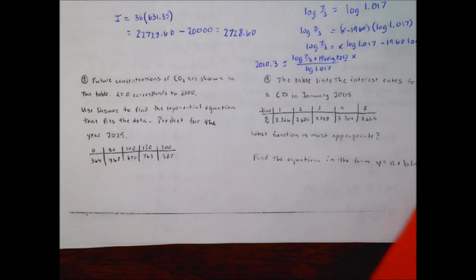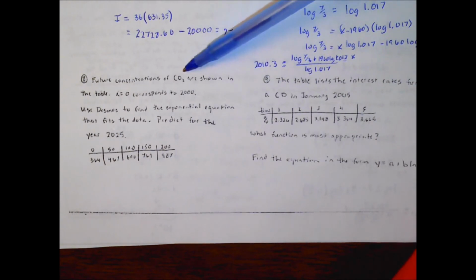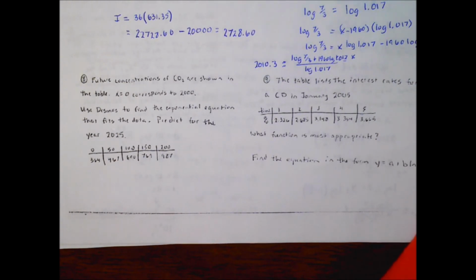Future concentration of CO2 are shown in the table. X equals 0 corresponds to the year 2000. CO2 is what's harming the ozone and so forth, right? So use Desmos to find the exponential growth equation that fits the data. Predict for the year 2025 then. Okay. And also over here we're going to use Desmos as well, so I'm going to make a separate video, patch it in here, of using Desmos how to do this. But these are those 2 problems right there.